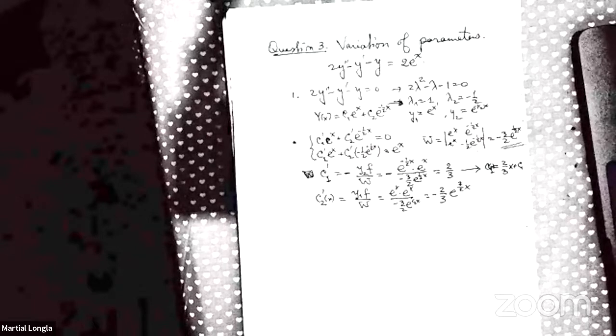Then you go for C2 prime of x, and the formula says this is y1 f, no minus this time, over w. y1 is e to the x, f is e to the x over negative 3/2 e to the 1/2 x. So this is negative 2/3 e to the 3/2 x. And so you can integrate this to get c2 of x equals, when you integrate this thing, you get 2/3 over 3/2. So that gives you negative 4/9 e to the 3/2 x plus a constant.